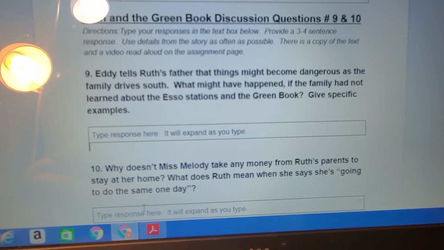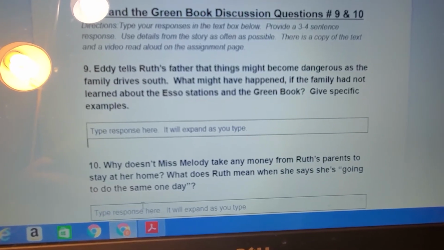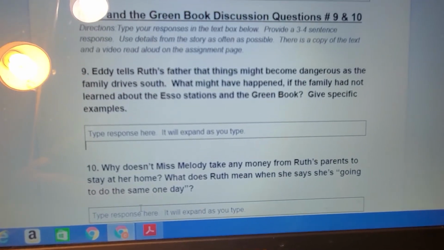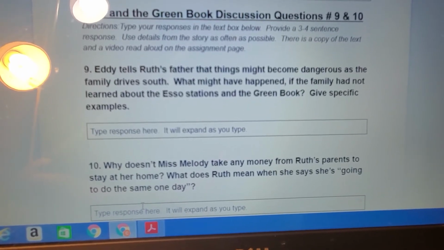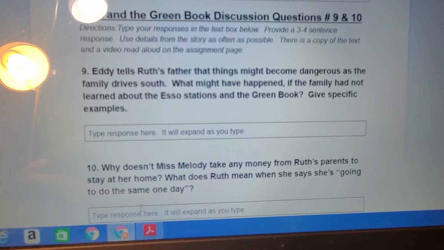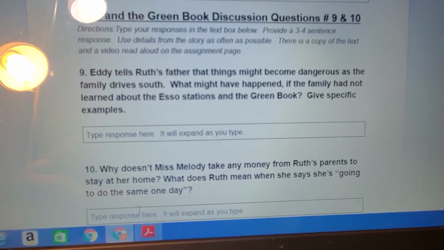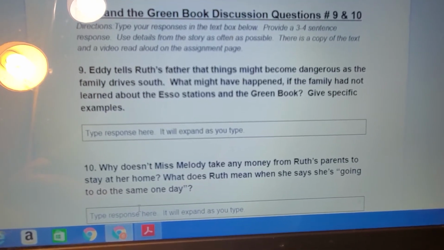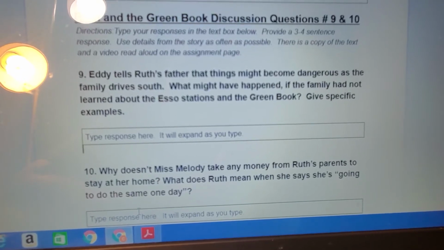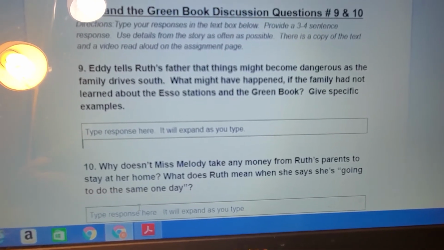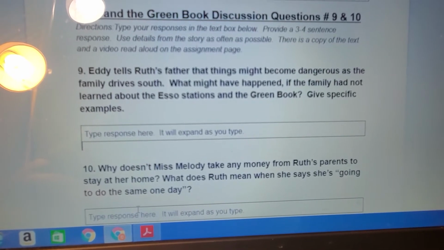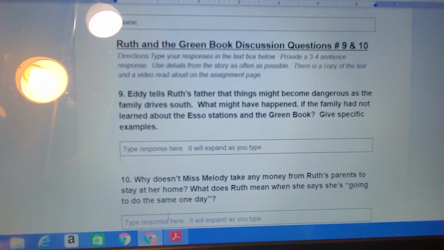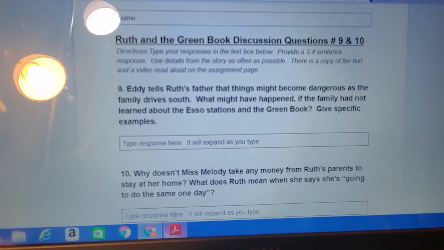So let's talk about question 9 first, give you some thoughts about it, and then you're going to go and reread or listen to the story. So number 9, Eddie tells Ruth's father that things might become dangerous as the family drives south. What might have happened if the family had not learned about the Esso stations in the Green Book? Give specific examples. So this is one of those what if scenarios, cause and effect.